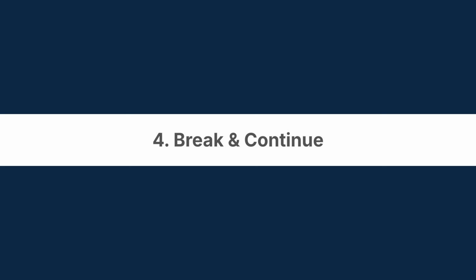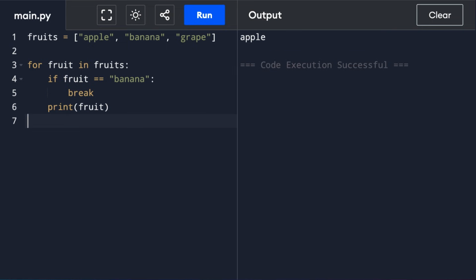4. Break and continue. First about break. Break means stops the loop completely. This is an example of break. The loop printed apple. When it found banana, the loop stopped immediately. Grape was skipped.